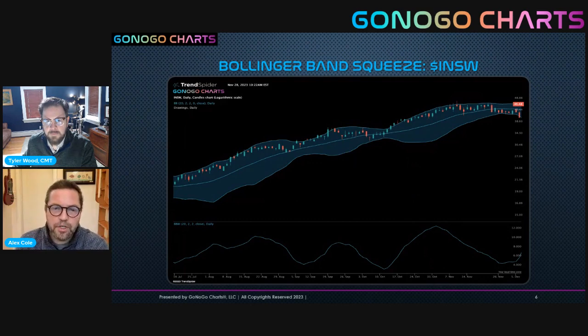And so as you look at those bands, you can visually identify how narrow they are. But if you look at the panel below, that's another tool that was given to us by Bollinger when he developed these.